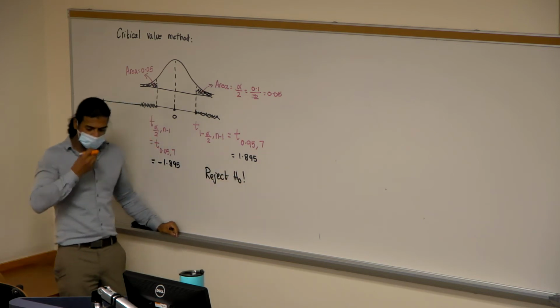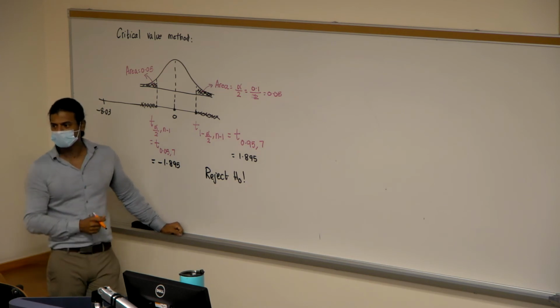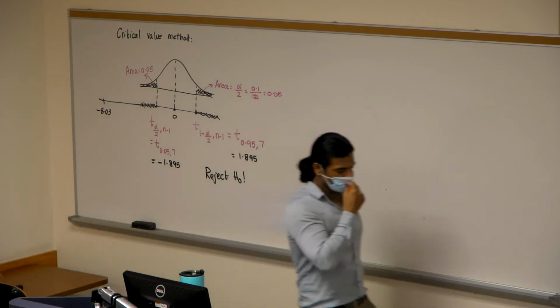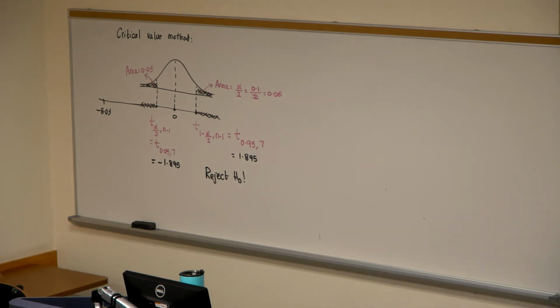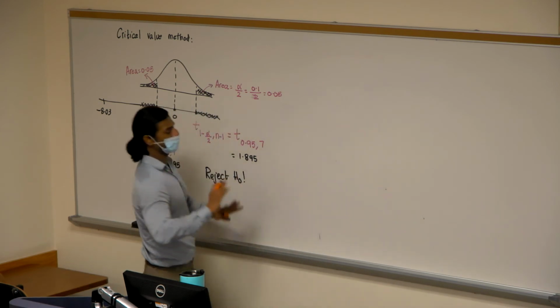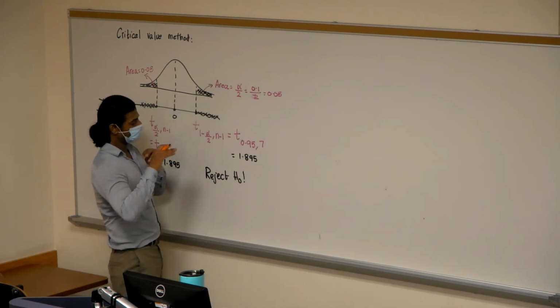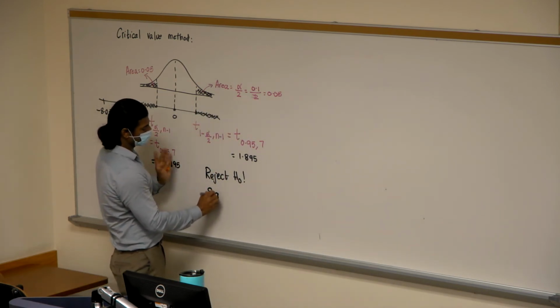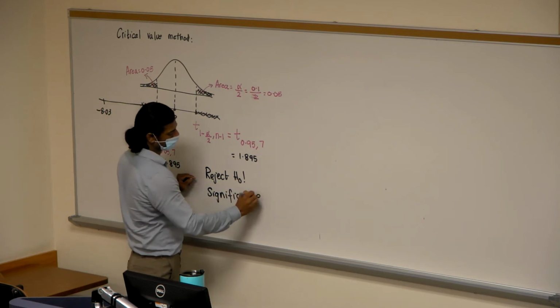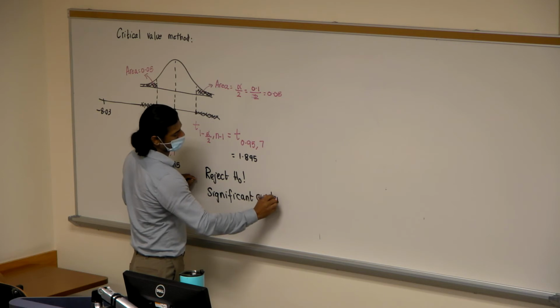Did we find evidence toward the claim? We rejected the null, so we're going to side with the alternative, which states that the difference is not equal to 0, the before and the after is not the same, so the claim is true. In the sense, we found evidence toward the claim. So I could simply say significant evidence toward the claim.